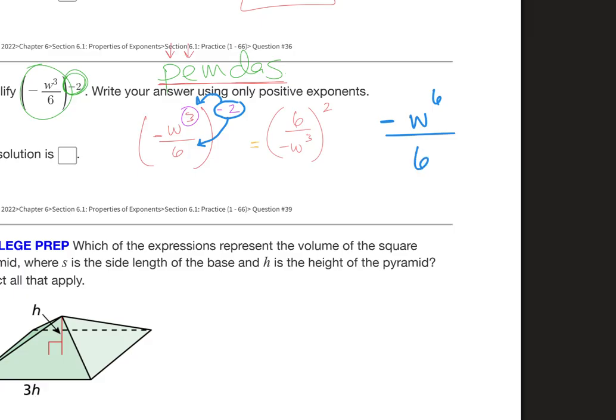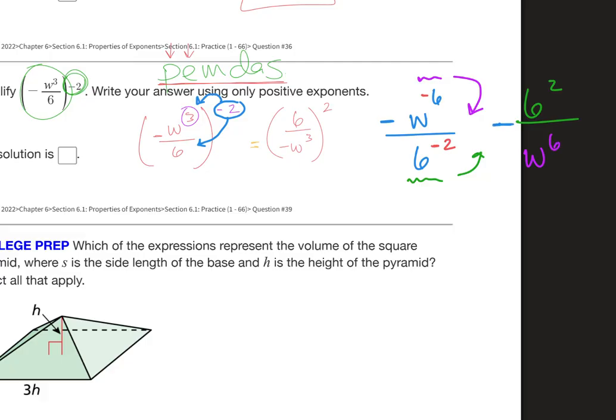oh, you know what I forgot to do? I forgot to distribute the negative part of it. So this would be negative 6. So let's do that negative right there. And it would be 6 to the negative 2 power. Well, guess what? Negative exponent flips up. So we get 6 squared on top. Negative exponent here flips down. So we would get w to the 6th on bottom.